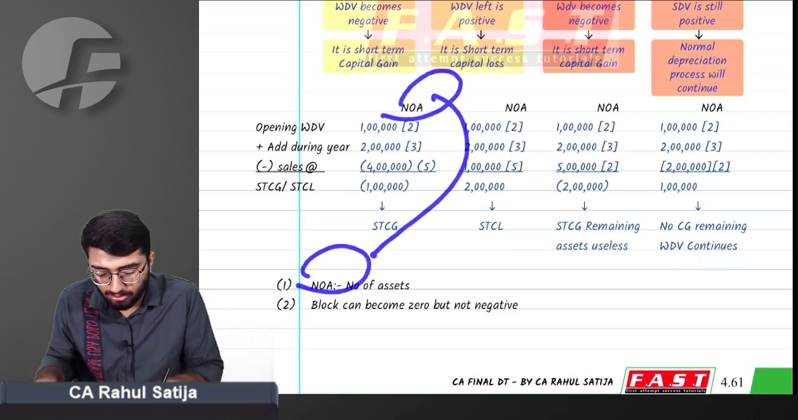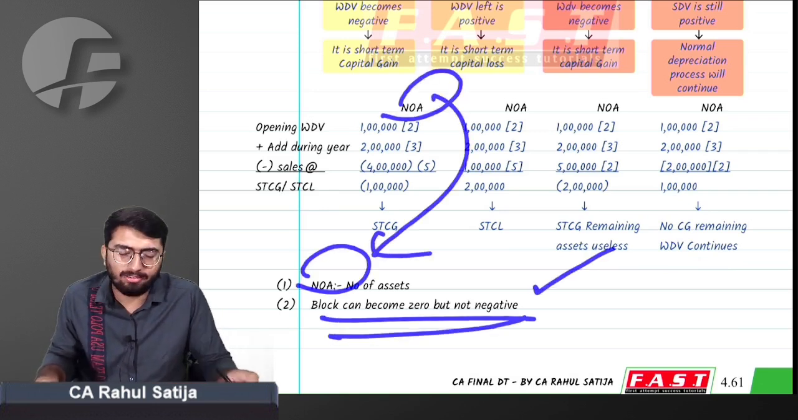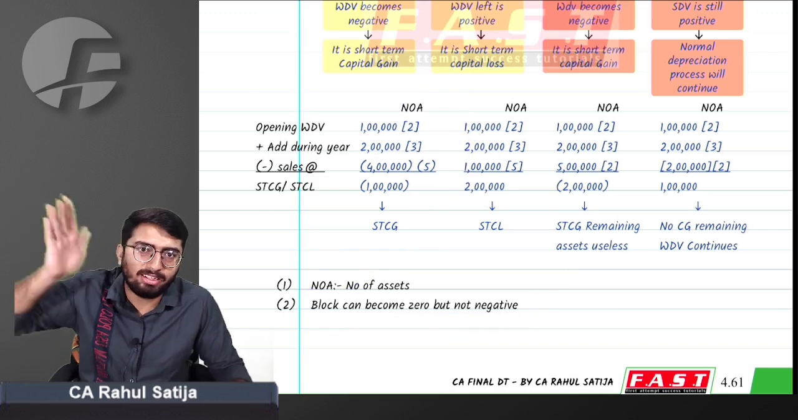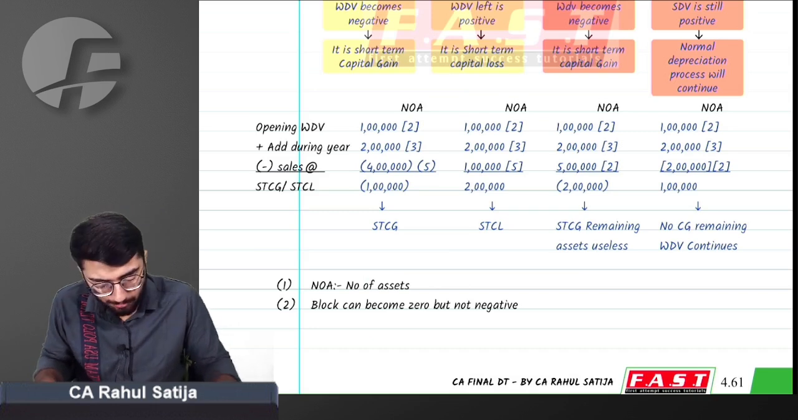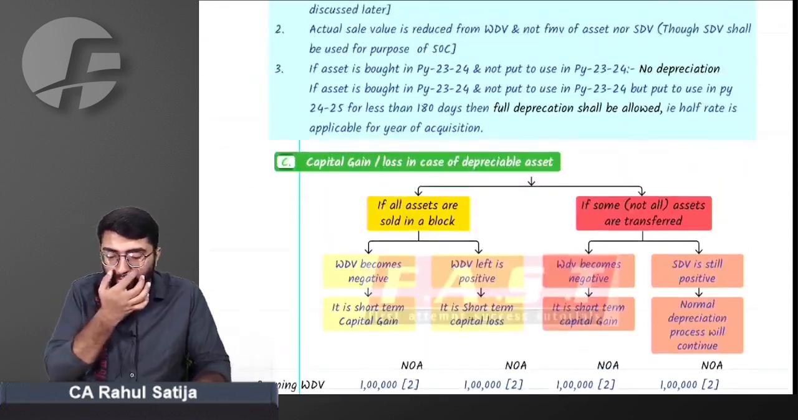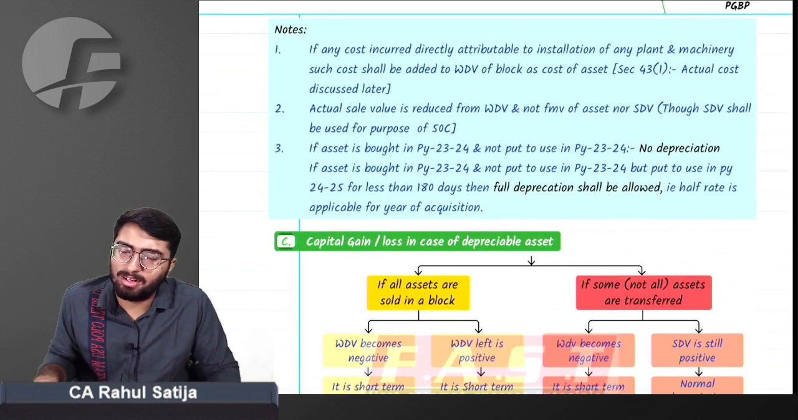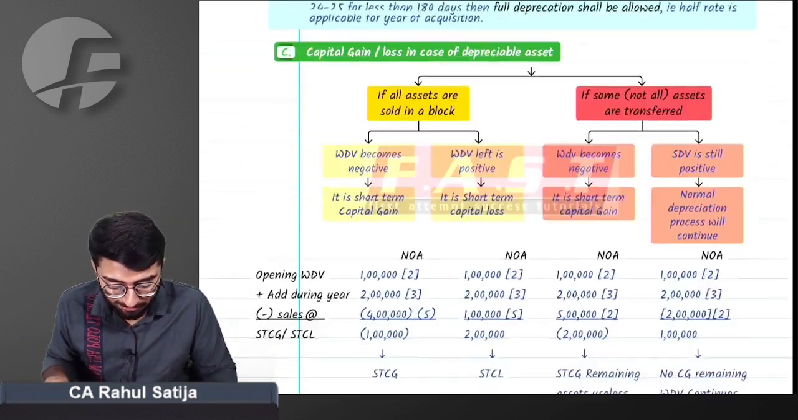Whatever I have written is the number of assets. Block can be 0 but can never be negative. As soon as it implies negative, it implies short-term capital gain. As soon as you see a negative block, it implies short-term capital gain. This was all about calculation of capital gain in case of depreciable assets, in case of the block of assets system.